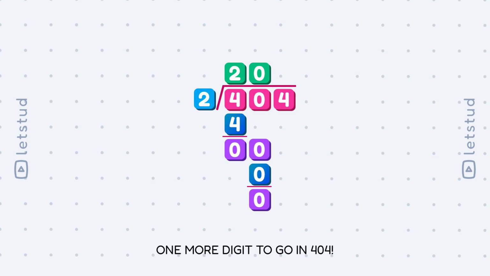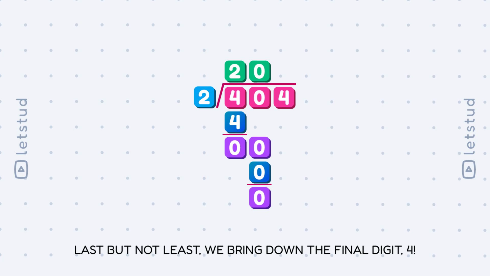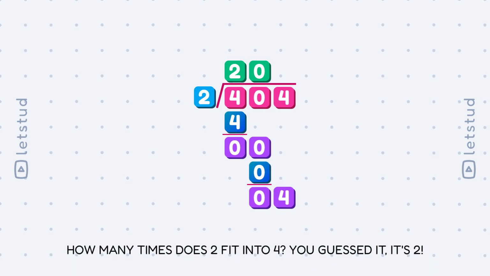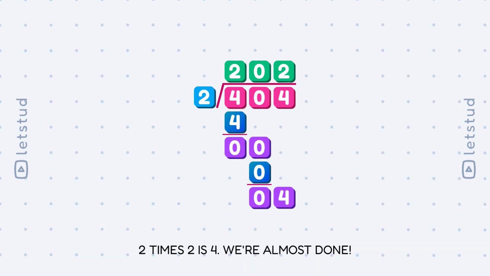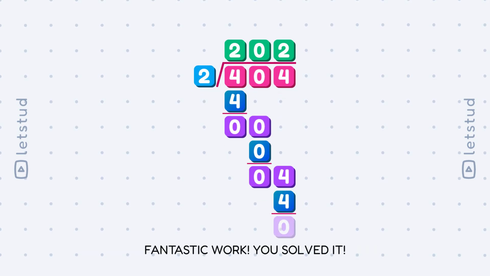One more digit to go in 404. Last but not least, we bring down the final digit 4. We bring down the 4 next to our remainder 0. Our final partial is 4. How many times does 2 fit into 4? You guessed it, it's 2. 2 times 2 is 4, we're almost done. 4 minus 4 equals 0, we have no remainder. Fantastic work, you solved it.